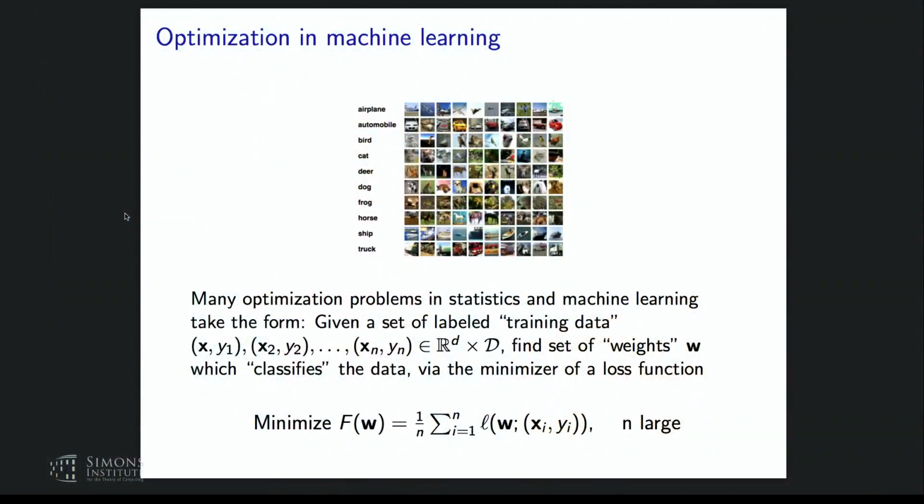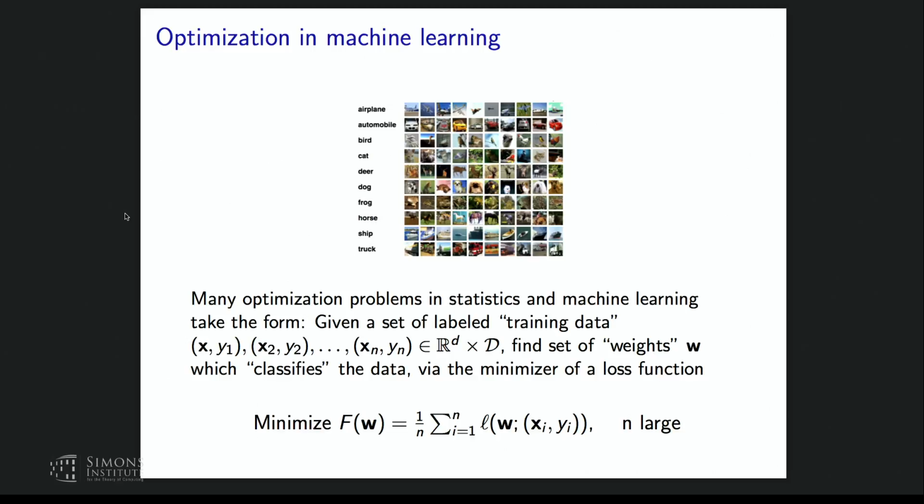So let's start with, in general, what is optimization in machine learning, say, today? Well, a lot of problems in large-scale machine learning are classification. We have a whole lot of data, maybe a lot of images, and the data is labeled. So here, for example, we have a bunch of labeled data. The first row is airplane, the second row are automobiles, the third row is birds, etc.